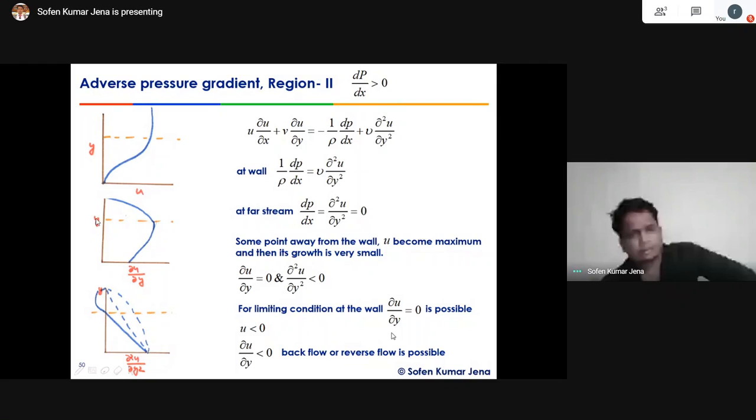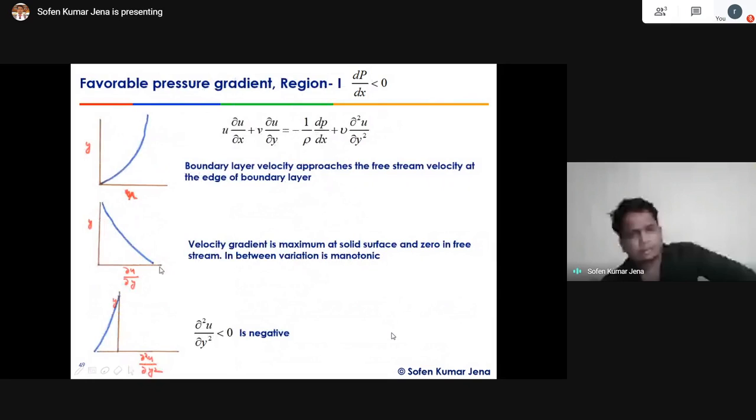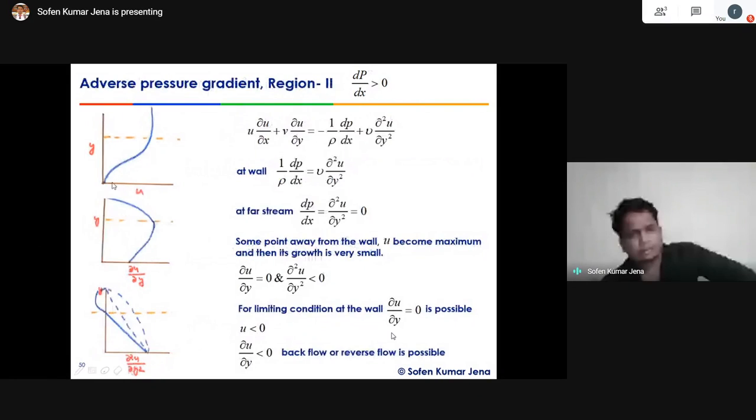So del u by del y becomes 0. If I plot y versus del u by del y, in the earlier case it decreased asymptotically from a positive value towards 0. Instead, with the positive pressure gradient, it doesn't decrease asymptotically from the positive value to 0. First, del u by del y increases, right? It goes to a limit, a positive del u by del y, up to the inflection point. From the inflection point, the slope becomes 0, and then it goes on decreasing again with the increase of y.